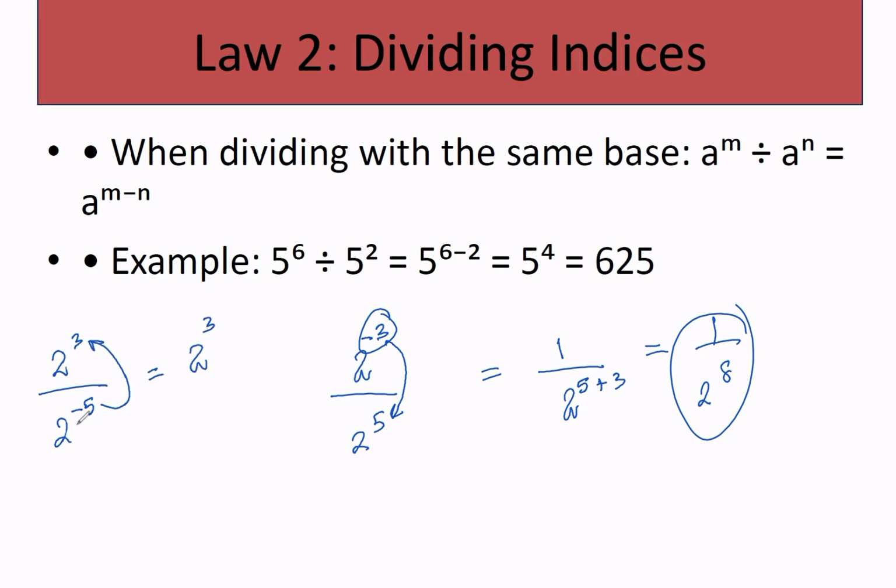Means wherever you are moving it, you just change the sign of it. Okay. Just remember it, whenever you are changing the position, meaning from numerator to denominator or from denominator to numerator, you are changing the position. Whenever you change the position, change the sign also. 2 power 8 is the answer. Okay. So that is the second law done.